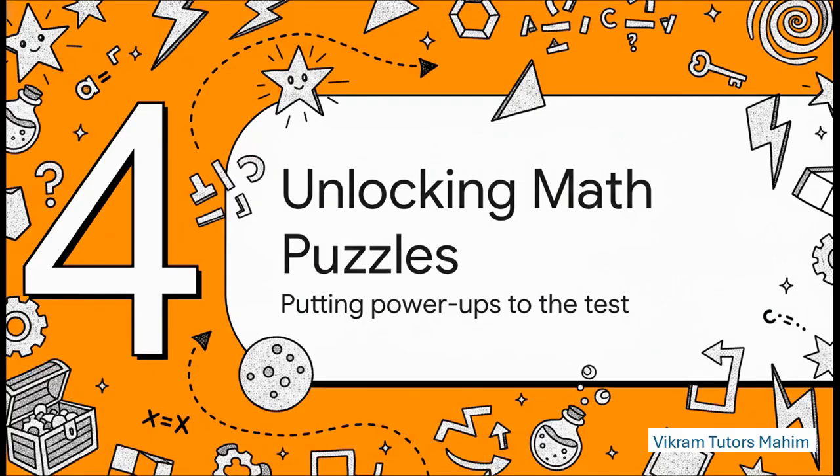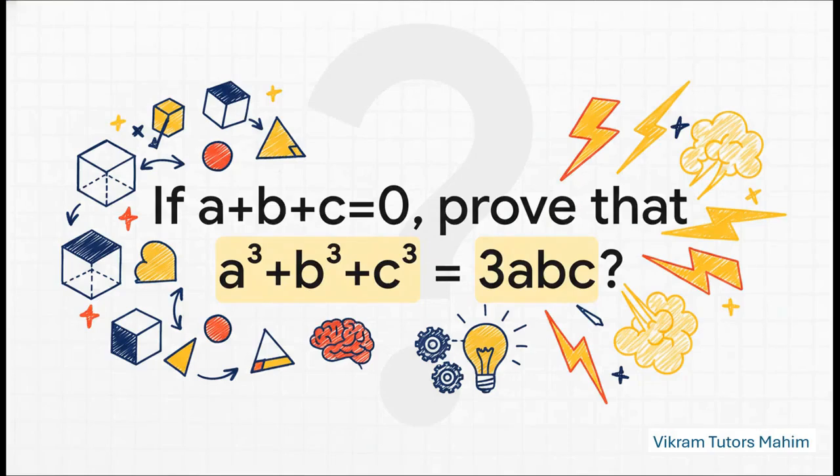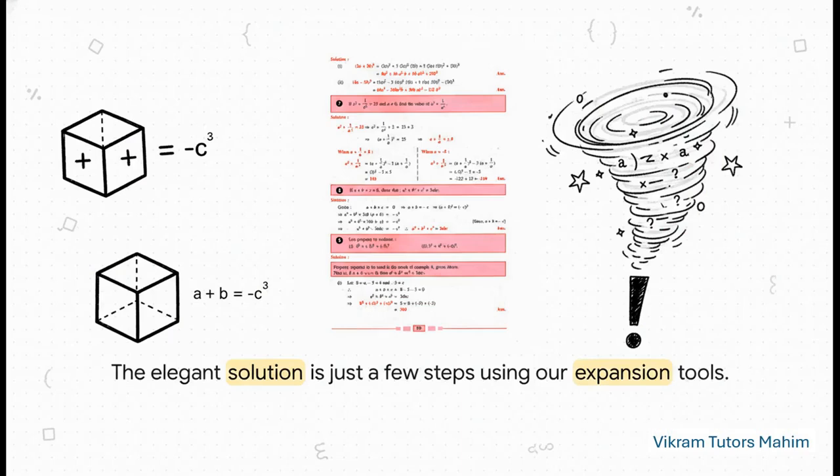Okay, now it's time for the big payoff. This is why we've been gathering all these power-ups. We're going to use them to solve a classic algebra puzzle that looks almost impossible when you first see it. Take a deep breath and look at this. The question is, if any three numbers add up to 0, you have to prove that the sum of their cubes is equal to 3 times their product. I mean, where would you even begin with that? It seems like it comes out of nowhere. But the solution? Oh, the solution is just beautiful.